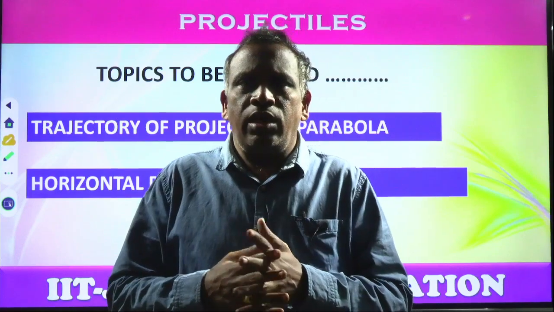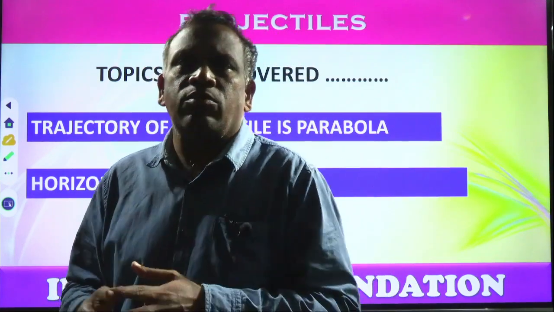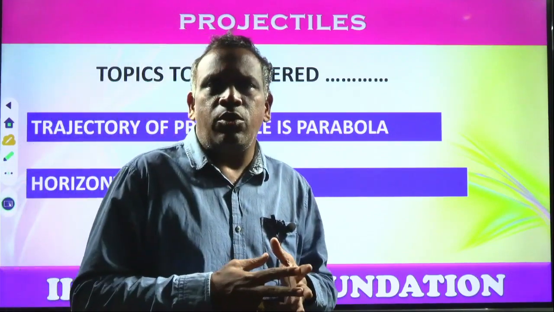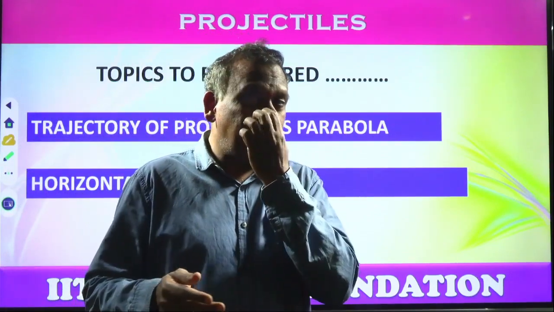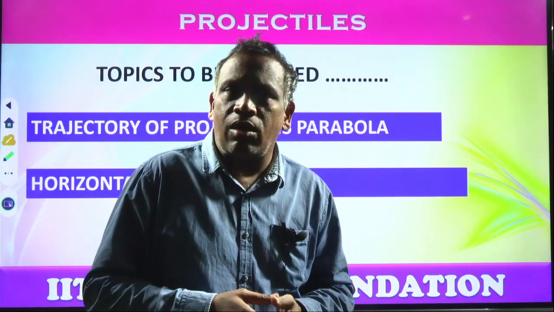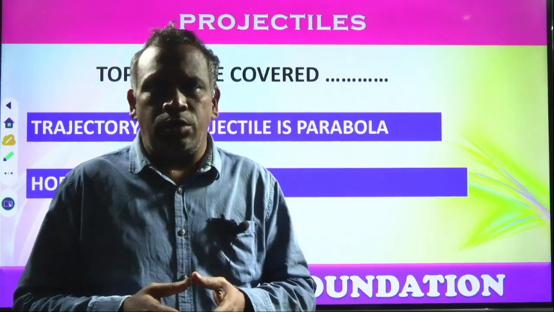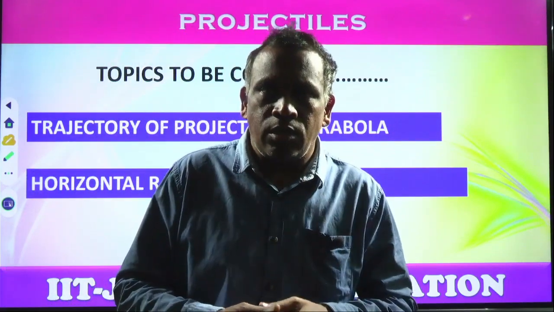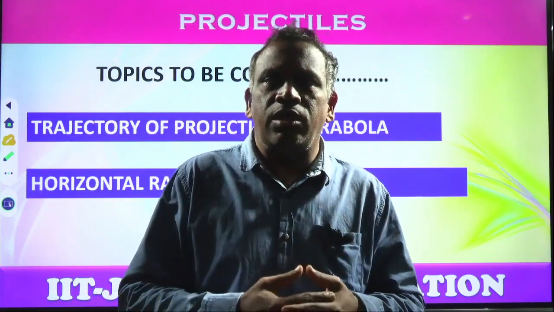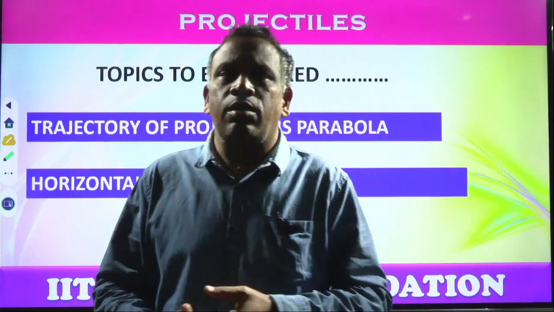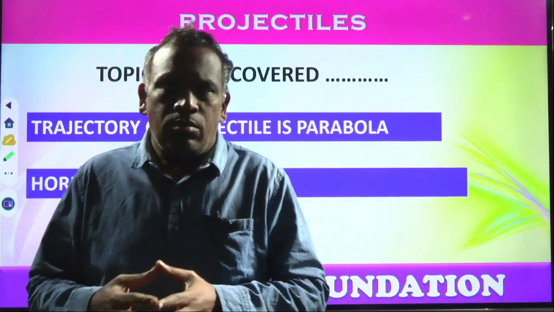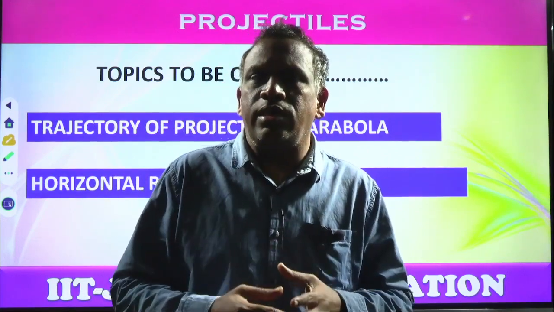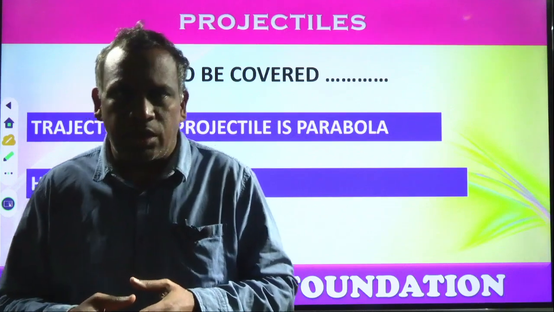When a body changes its position with respect to its surroundings and time, it is said to be in motion. If the body changes position along the x-axis and y-axis, we call it two-dimensional motion. Projectile is an example of two-dimensional motion. There are different types of projectiles: oblique projectile and horizontal projectile. If a body is projected at less than 90 degrees with the horizontal, we call it an oblique projectile.